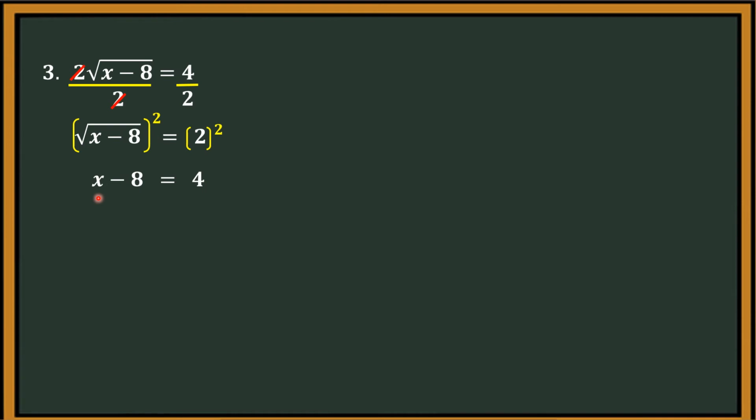So, we will have now x minus 8 is equal to 4, because 2 squared is equal to 4. Then, we're going to transpose negative 8 to the right side. Always remember, when we transpose, you have to change the sign. So, if it is negative, it becomes positive 8. So, we will have now x is equal to 4 plus 8. And 4 plus 8 is equal to 12. X is equal to 12.